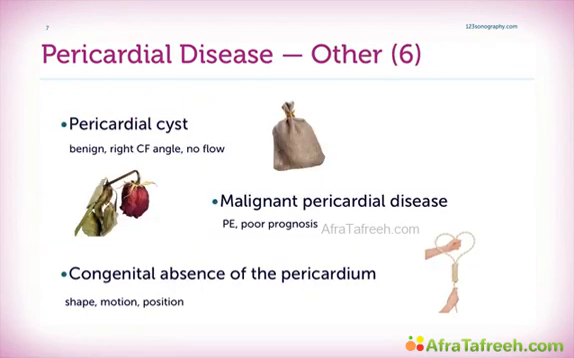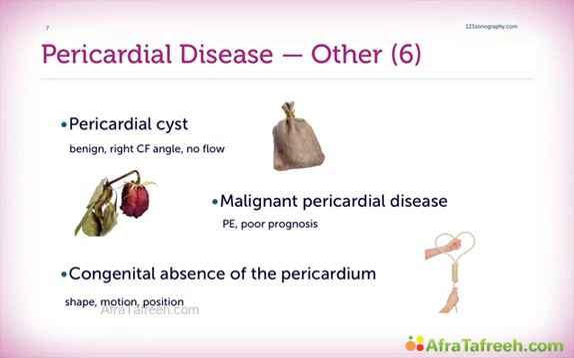And finally, let's turn to other pathologies that can affect the pericardium. A pericardial cyst is a benign structure which is often located in the right costophrenic angle, characterized by no flow seen with Doppler and echo. Malignant pericardial disease is often associated with pericardial effusion and has a poor prognosis.